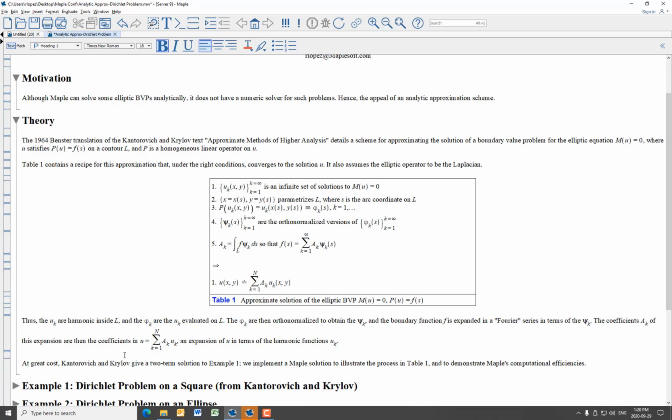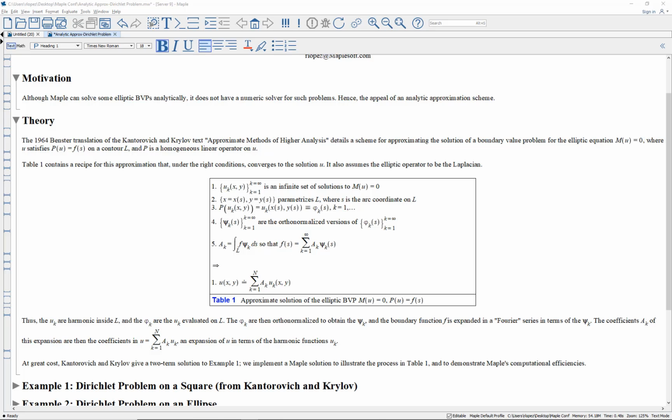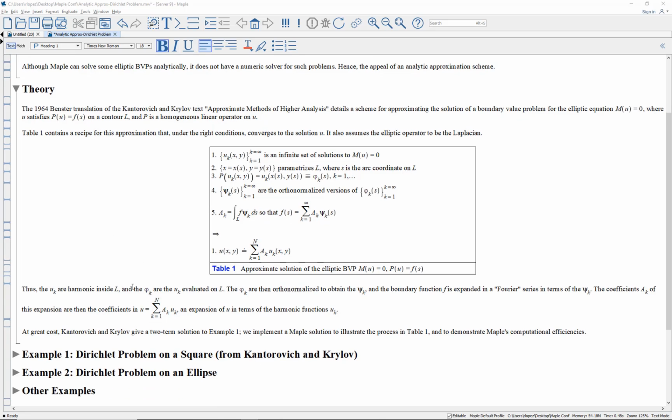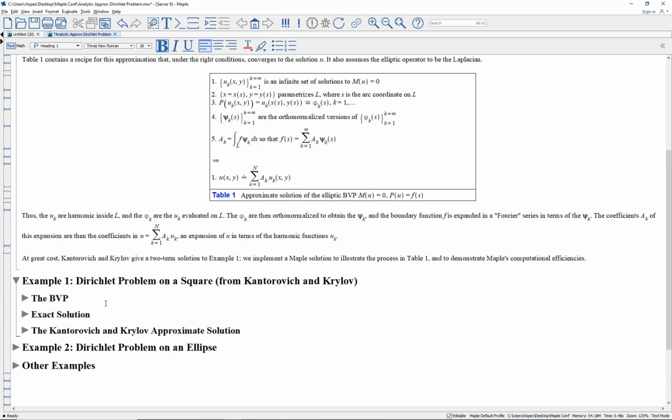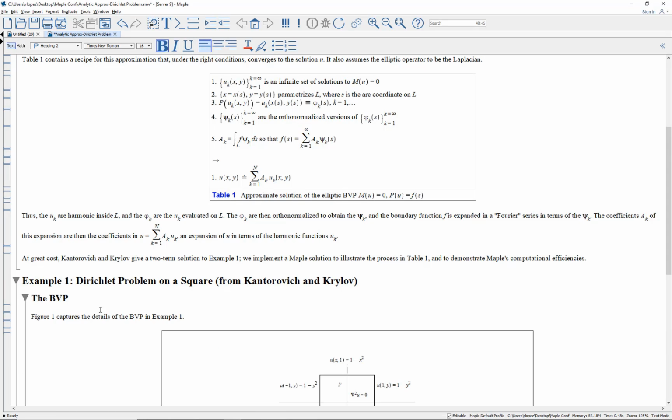Well, at great cost, Kantorovich and Krylov give a two-term solution to example 1, which we'll see momentarily, and we'll implement that solution in Maple to illustrate the process that we've described in Table 1, and it will also demonstrate Maple's computational efficiencies. Okay, so what's this example 1 that we found in Kantorovich and Krylov? So here's the boundary value problem.